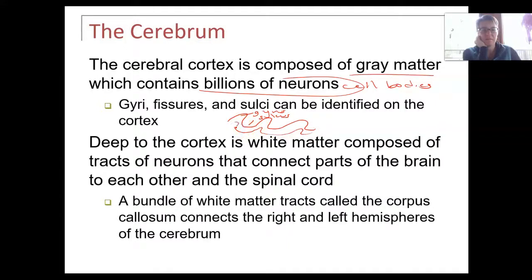Nope, come on, you. So this is all gray matter. Oh, you deleted it all.